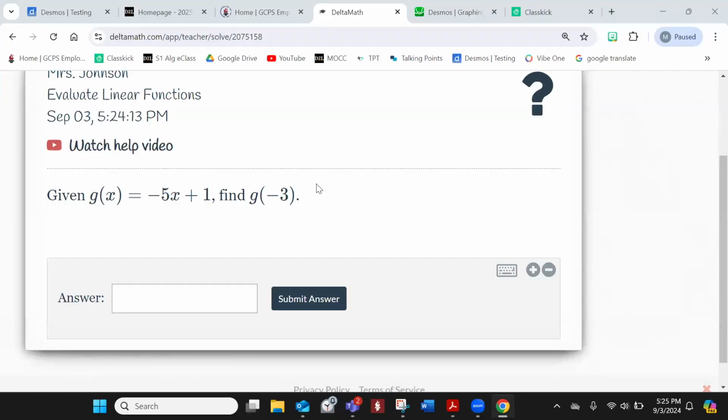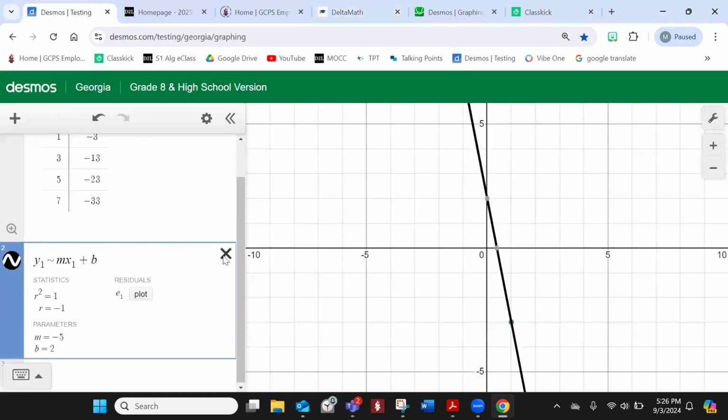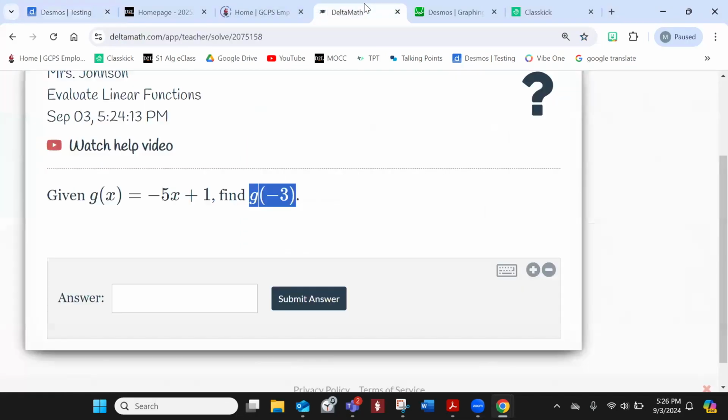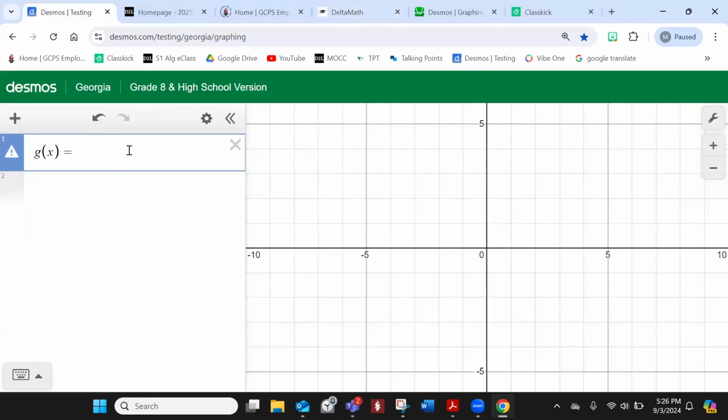All right, so this problem says, given g of x equals negative 5x plus 1, find g of negative 3. All right, so you can do this problem a few ways. You can put this part into Desmos, and then you can put this underneath, so we'll do it that way. So I'll first start out by putting g of x equals negative 5x plus 1 into Desmos.